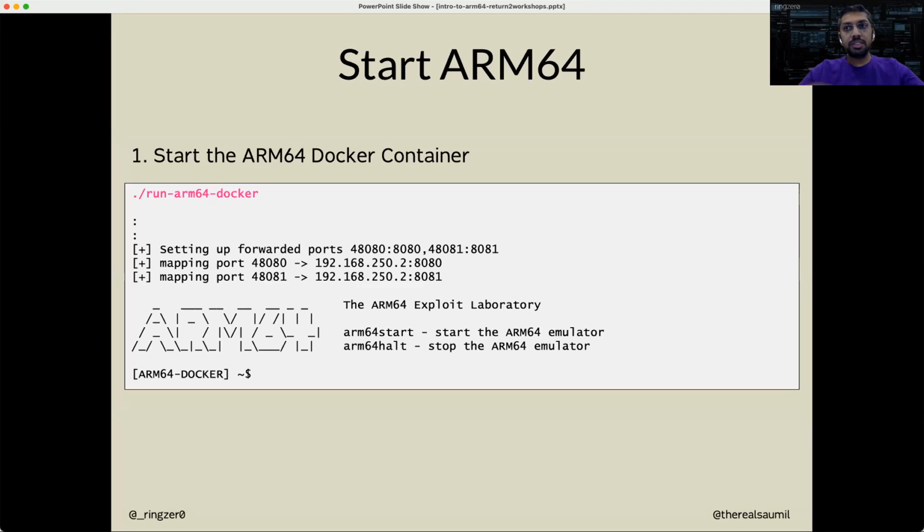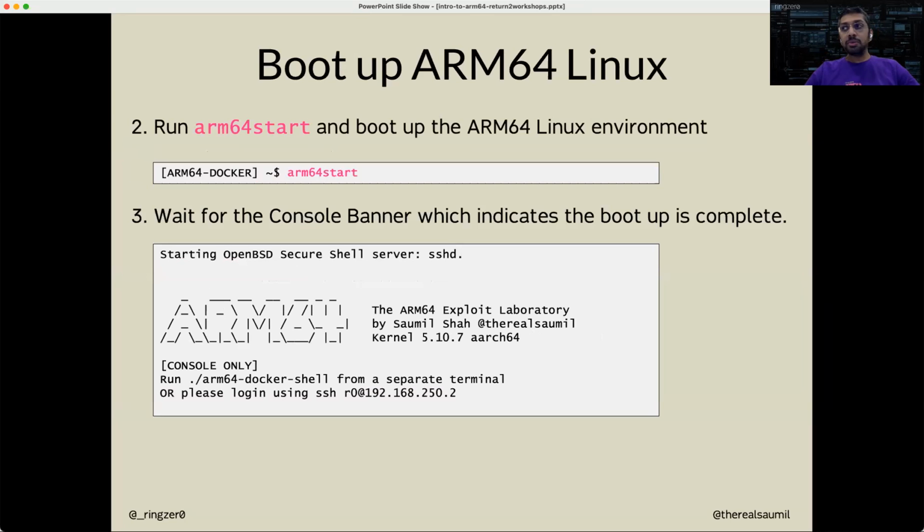I typically leave this part. I don't use this as a main workspace. The only thing I'm going to do in that workspace is run this command called ARM64 start. This will fire up QEMU and the emulated environment. And after a minute or two, you should see this console only prompt come up, which means that the ARM64 environment is ready to use.